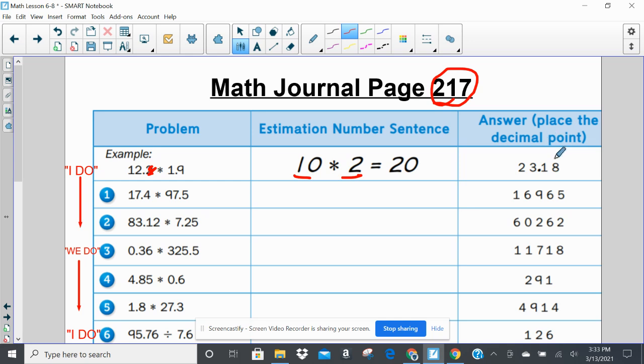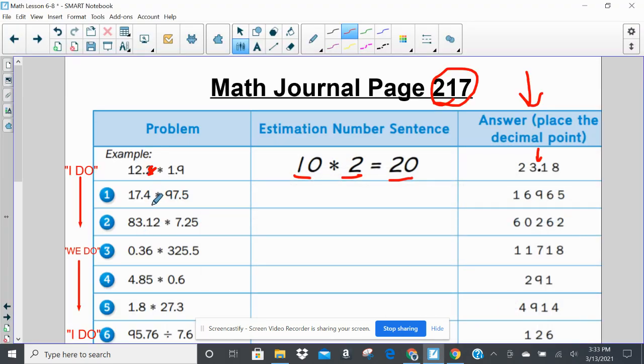And they found out where the decimal would go based on the exact answer. These are all the exact answers, except for if you notice, there's no decimal. We have to decide where the decimal goes. So if our estimate is 20, it makes sense that 23 decimal point 18 is where our decimal would fall. Okay, let's take a look at the next one together.